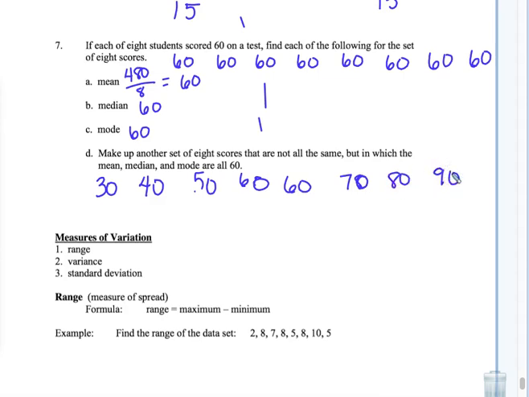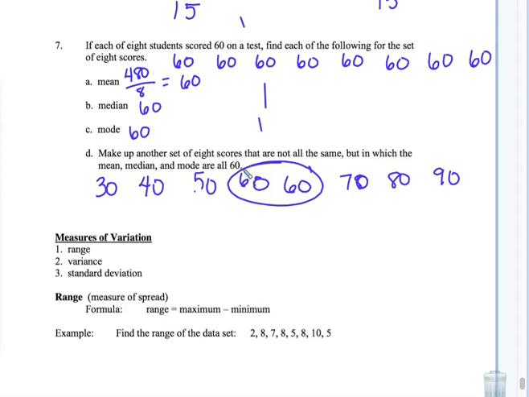The reason this one works is because if you add all these up, it also adds up to 480, and if you divide that by 8, you get that average of 60 again. The middle number is obviously 60, because if you add the two 60s and divide by 2, you get 60. And the one that comes up the most is also 60. This is not the only one that works, but it definitely is one that works.